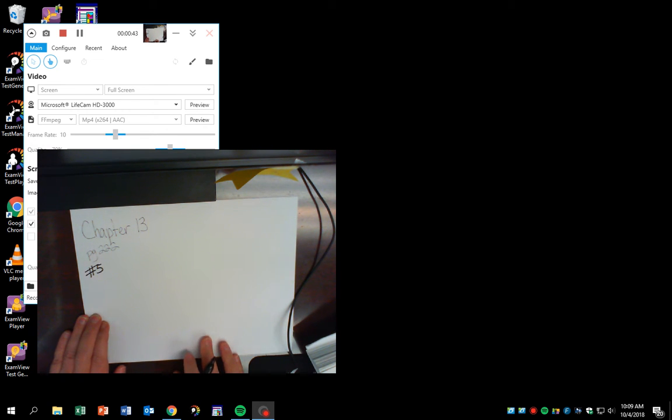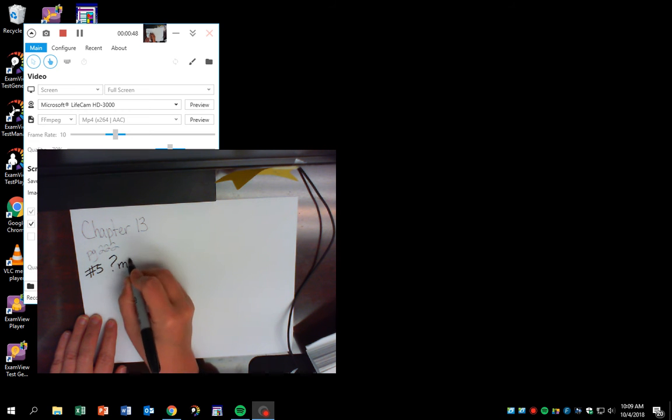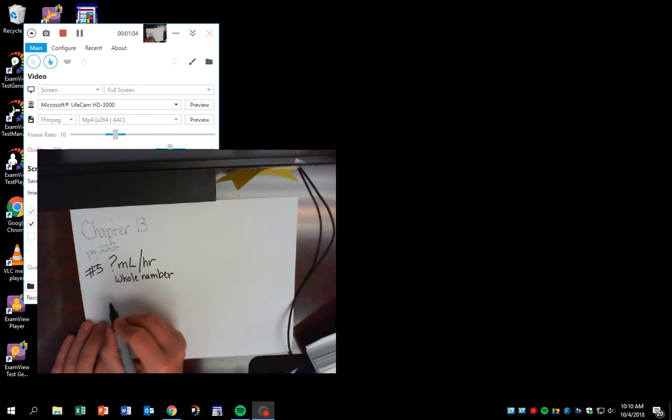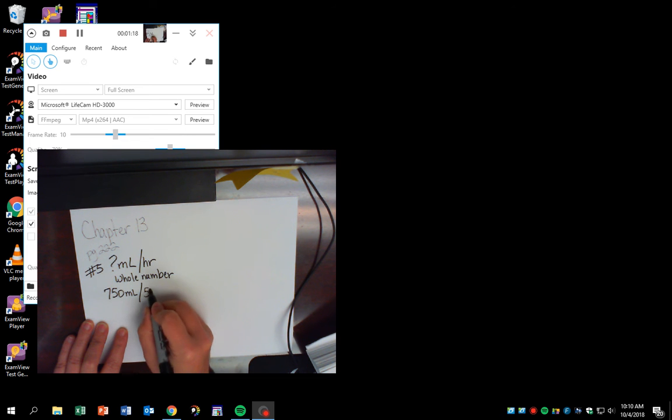On this question, it tells us in the instructions to calculate the milliliters per hour. For these continuous infusions, round the answers to the nearest whole number. And so number 5 would be infuse D5W 0.9% sodium chloride solution, 750 milliliters over 5 hours. And again, we're solving for milliliters per hour.